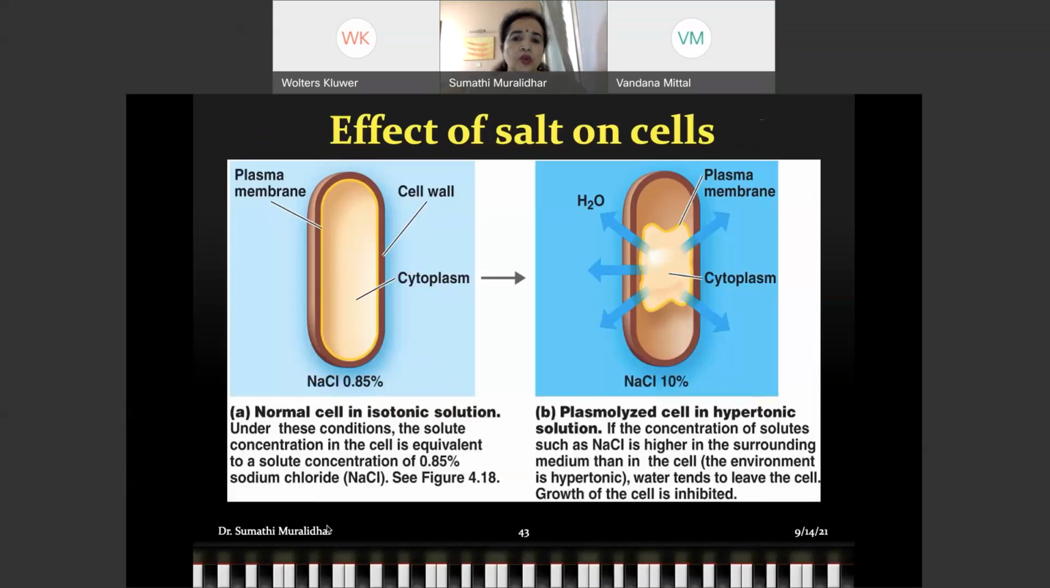So what is the effect of salt on the cells? On the left side, you can see a normal cell in isotonic solution. That means the concentration of solute or salt is equal on both sides, within the cell as well as outside the cell. In the second, on the right side, if the concentration of the solute, such as sodium chloride, is higher in the surrounding medium than within the cell, then water tends to leave the cell. So the cell will shrink and it causes plasmolysis.